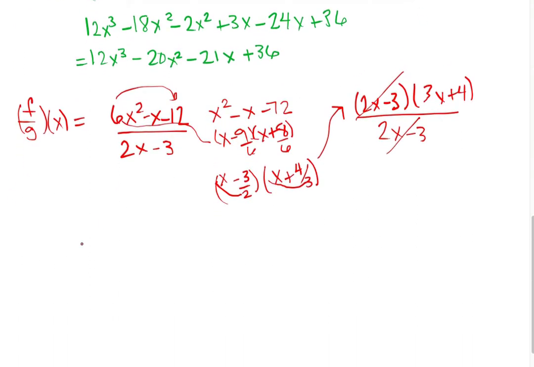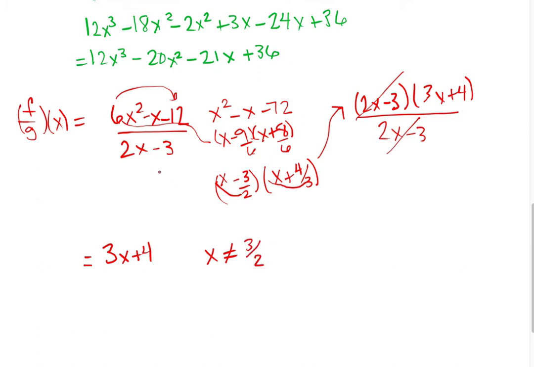So I'm left with just 3x plus 4. I do need to write my domain. So x cannot equal, and I have to go with the original, x cannot equal whatever this is set equal to 0. So that is 3 over 2.